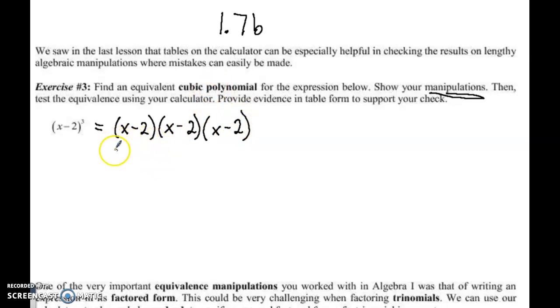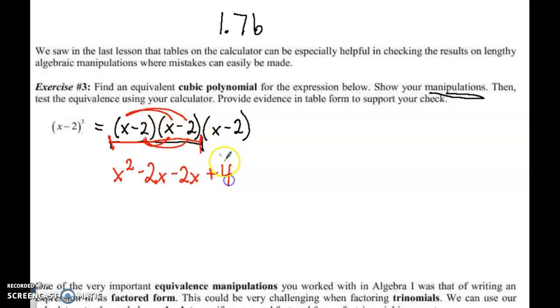Now from here, we can't just multiply all 3 at the same time. We can only do 2 at a time. So maybe I'll just do these 2 first. And I'm going to do this in a different color. So I'm just going to multiply these. So x, as I distribute, x times x is x squared. And then x times -2 is -2x. And now I need to distribute this. So that's another -2x. And -2 times -2 is +4.